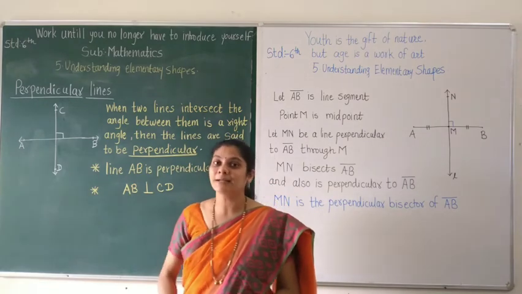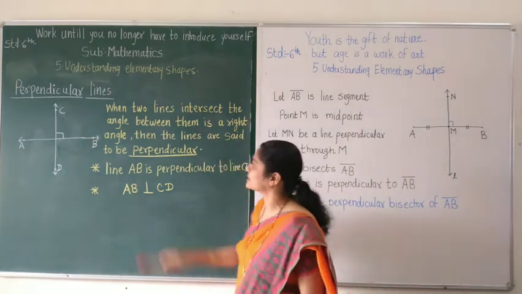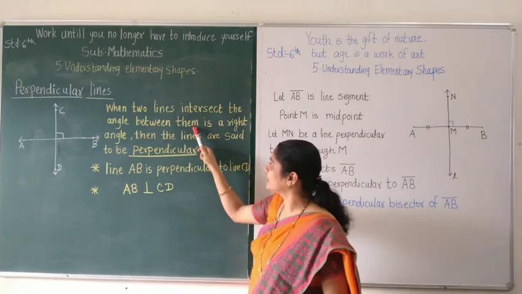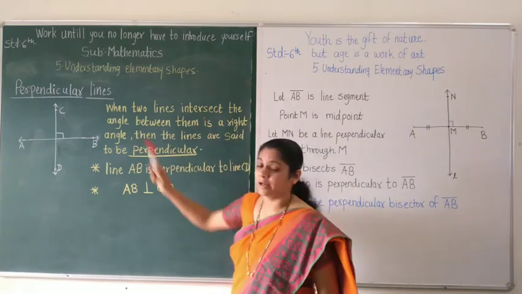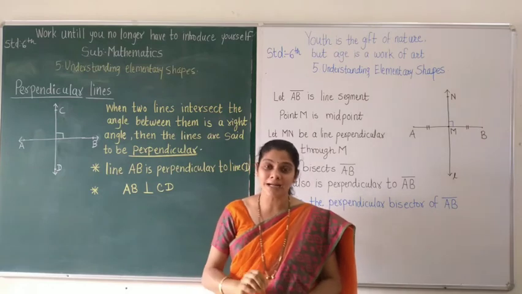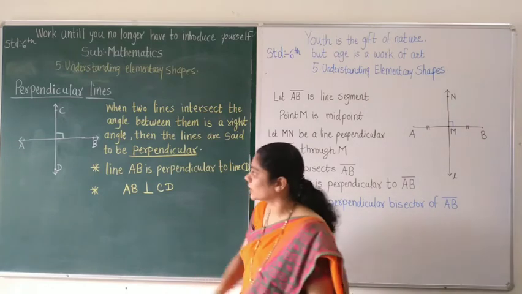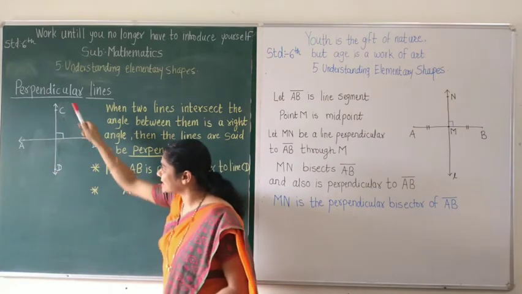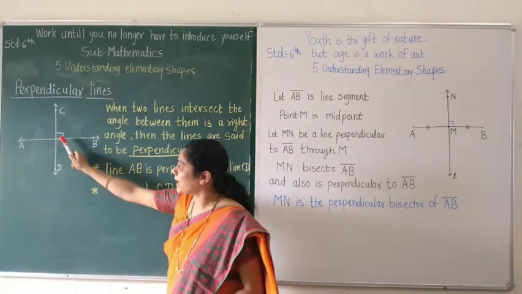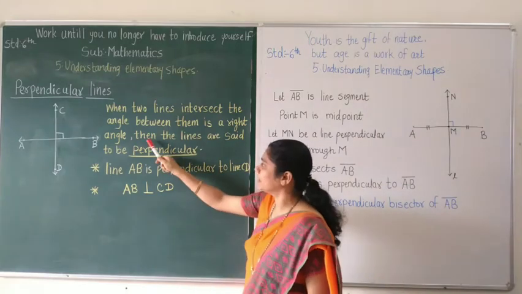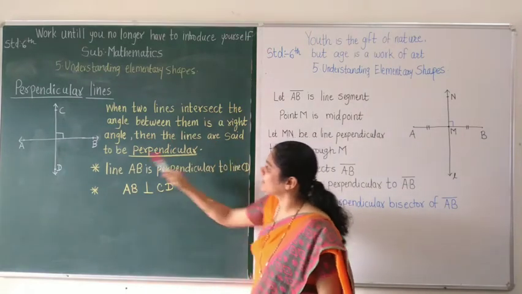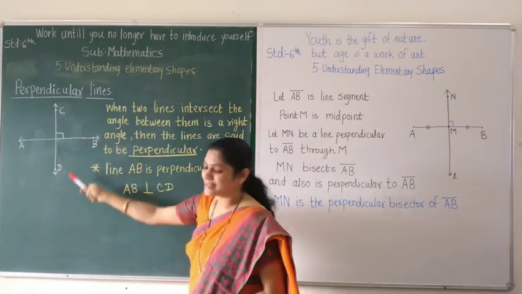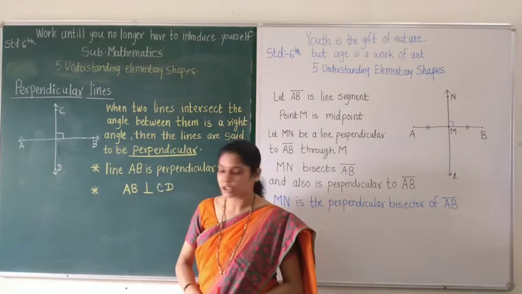Now look at the definition of perpendicular lines. When two lines intersect, the angle between them is a right angle. Right angle means a correct measurement of 90 degrees. Look here, this is the symbol of a right angle. That means when two lines intersect each other and make a right angle, the lines are said to be perpendicular. So line AB and line CD are perpendicular to each other.